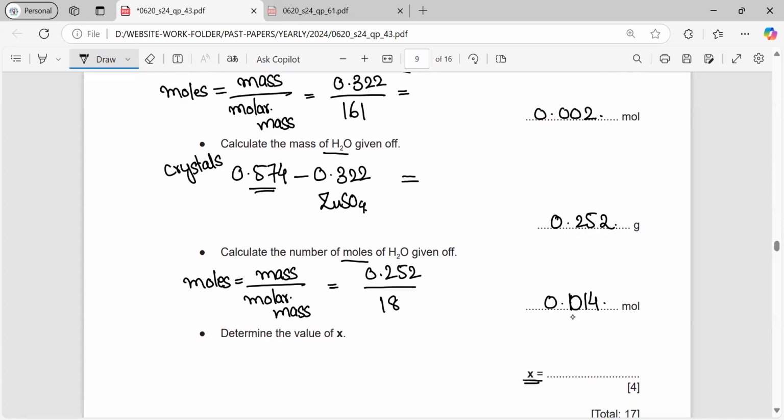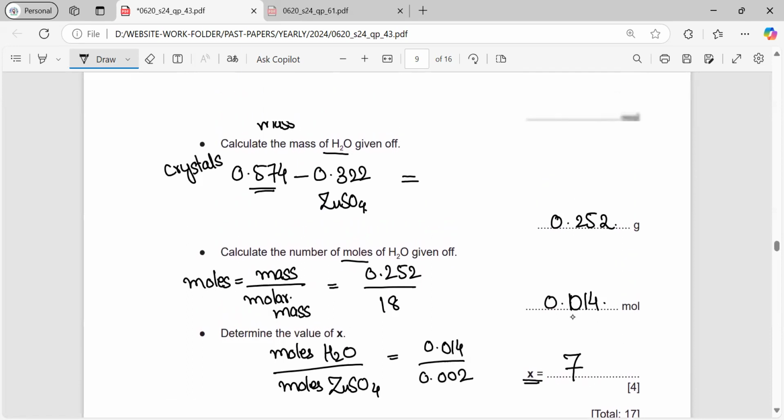Now to find the value of X, we'll do the moles of water divided by moles of the salt zinc sulfate. So the moles of water here is 0.014 and the moles of zinc sulfate is 0.002. We'll divide it and we get the answer 7. So that's how we calculate the water of crystallization for any salt, for any hydrated crystals.